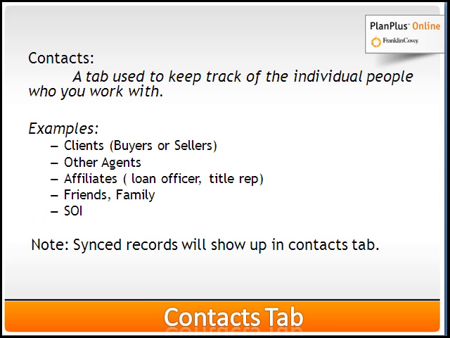The contacts tab in PlanPlus Online is a place to keep track of the individuals that you work with. So some examples of this would be your clients, either buyers or sellers will be listed here, other agents that you might work with, affiliates, friends, family, sphere of influence. Those will all be listed under the contacts tab, and that's where you'd create them. Again, synced records from Outlook will show up in the contacts tab. Make sure and check your public versus private view to make sure that the view has those enabled.